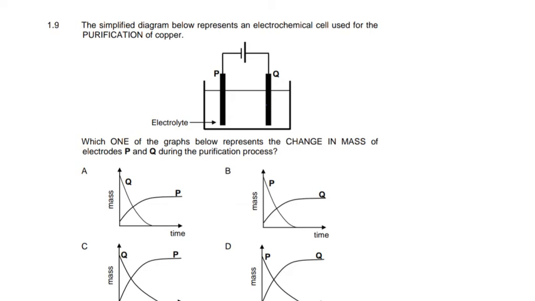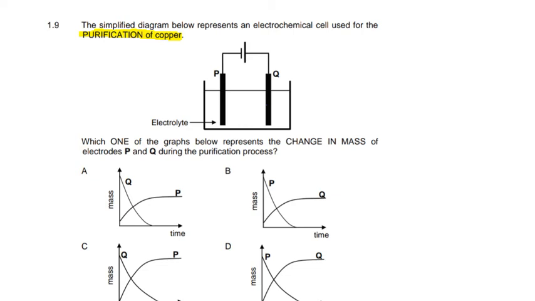Finally, question 1.9, November 2020 says, the simplified diagram below represents an electrochemical cell used for the purification of copper. This is going to be a theory question, so you must be able to recall your theory on the purification of copper.